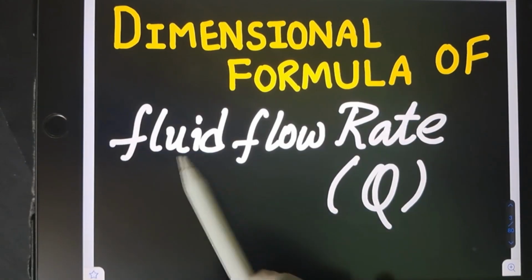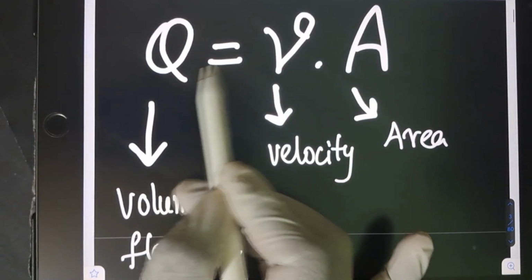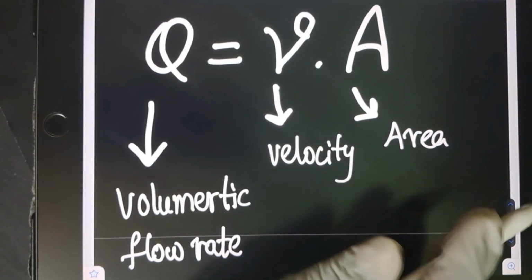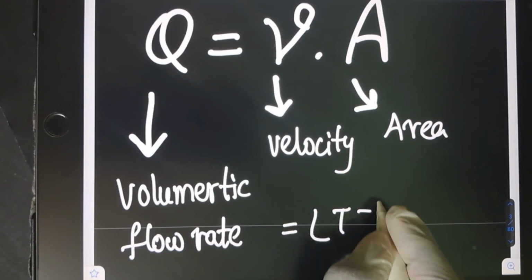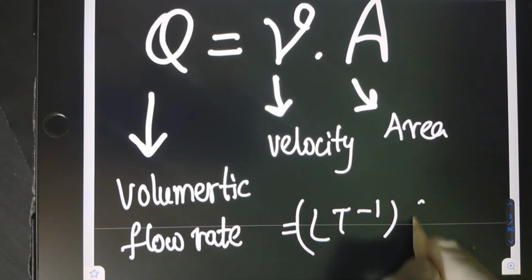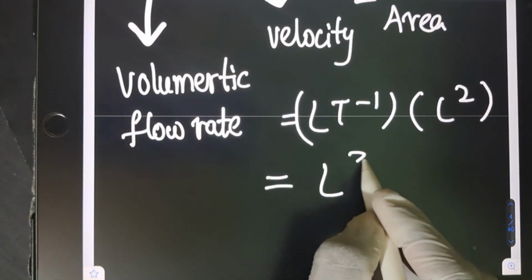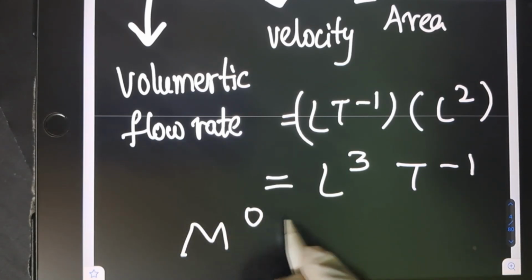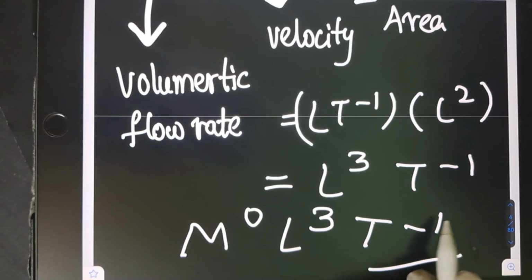To find the dimensional formula of fluid flow rate denoted by the letter Q. Q is equal to V into A. V means velocity, A means area, and Q means volumetric flow rate. The velocity dimensional formula is LT power minus 1. Area means length into breadth, L square. We get L cube and T power minus 1. Dimensional formula of flow rate is equal to M power 0, L power 3, T power minus 1.